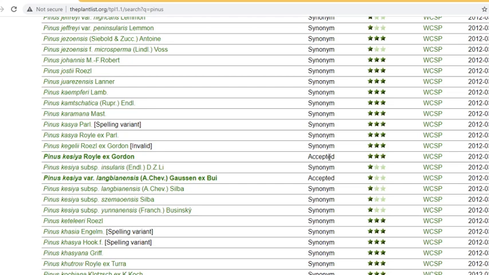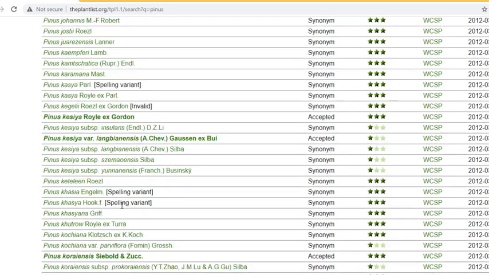Okay, now look at this. Pinus kesiya subspecies insularis. This is a synonym. Pinus kesiya variety langbianensis. This is an accepted name. Now I was interested to see whether that khasia name or the khasya name is correct or not. You look at this. Pinus khasia Engelm, spelling variant. Pinus khasia Hooker f., spelling variant. So these are synonyms of the actual name Pinus kesiya.